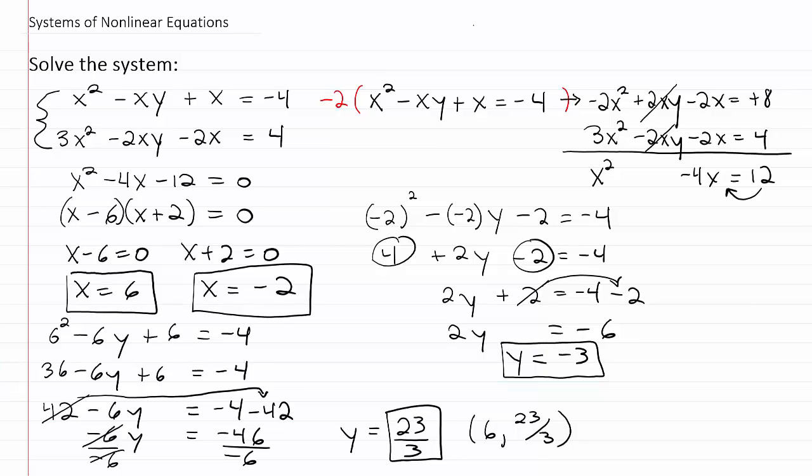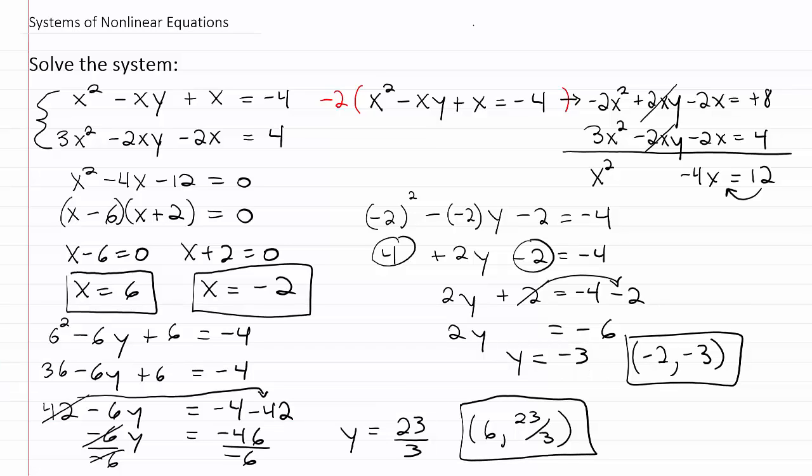Now remember where that came from. That came from plugging in x is equal to negative 2. We got y of negative 3. So that's another point that's a solution. All right, so those are our solutions: negative 2 comma negative 3 and 6 comma 23 thirds.